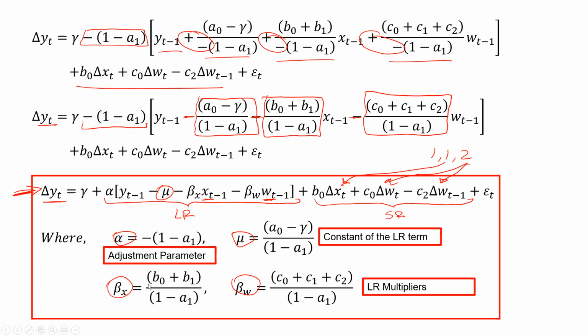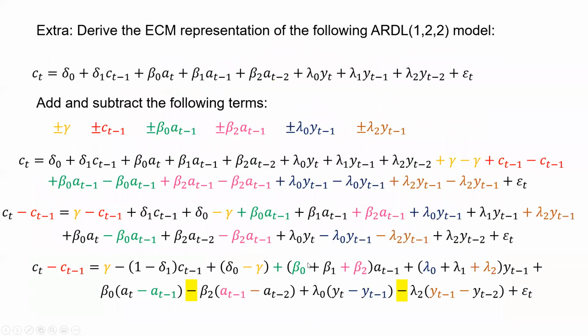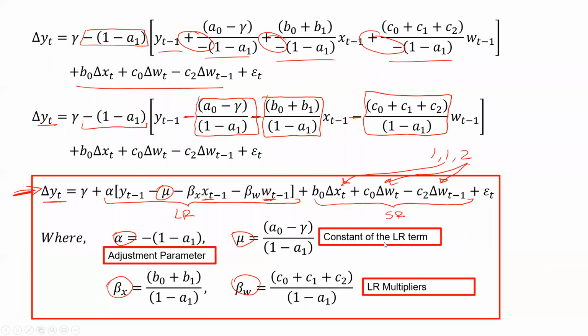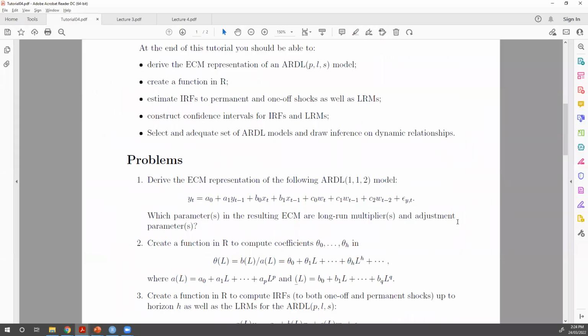Oh, wait, sorry, before I forget, beta X and beta Y, the long-run multipliers, they will capture all the effects that X, for example, has on Y over time. And beta W will capture all the effects that WT has on YT over time. Okay, now this is getting ahead, so let's go back to the slideshow.